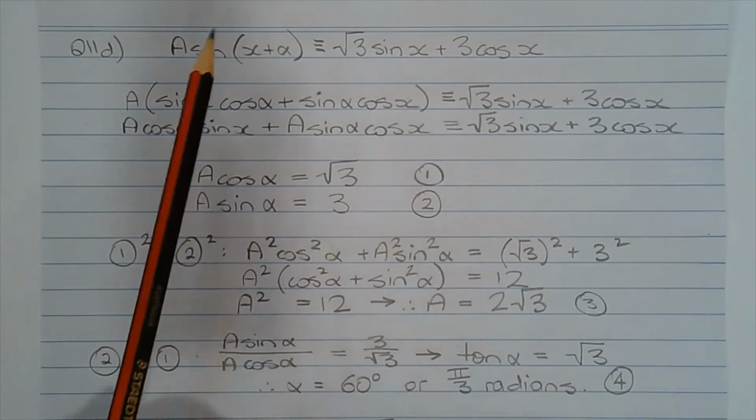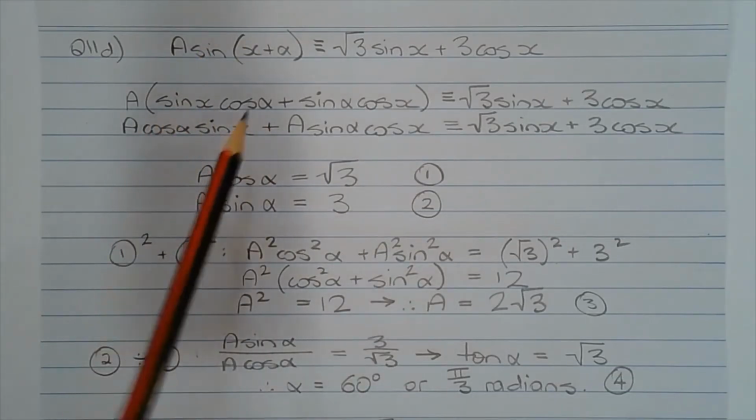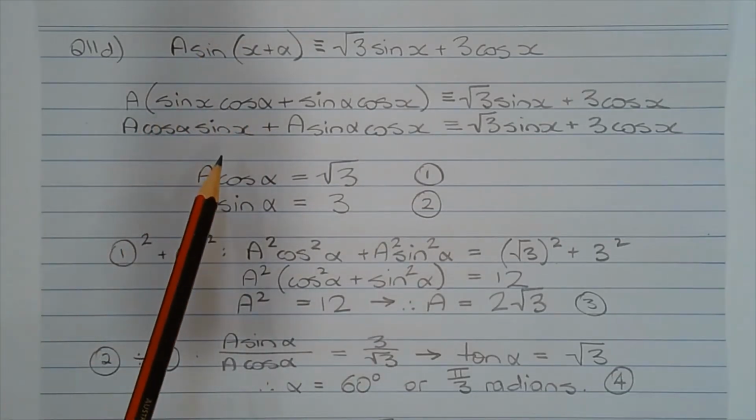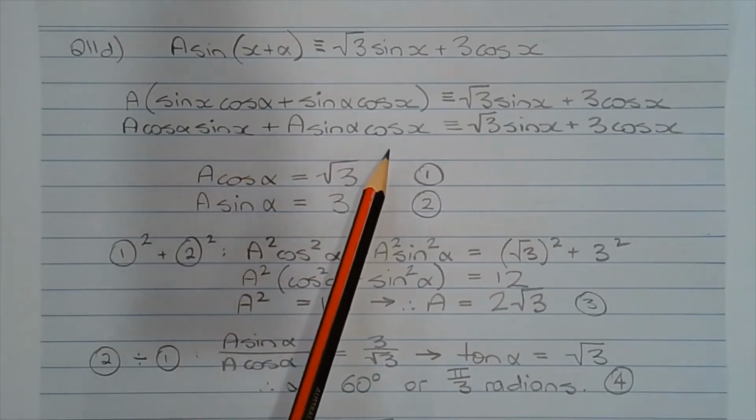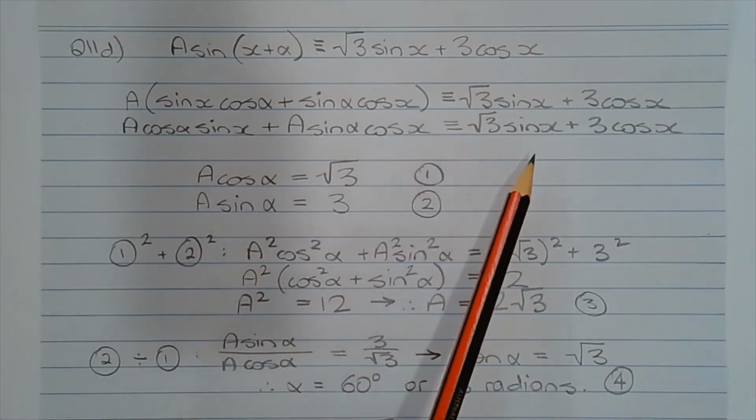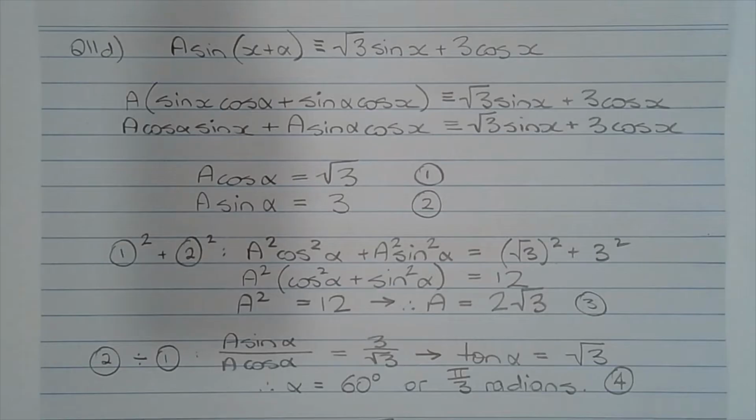Expanding the left-hand side further and switching the sine x and the cos alpha around, we have a cos alpha sine x plus a sine alpha cos x is identical to the square root of 3 sine x plus 3 cos x. So I just wanted the terms involving alpha to be written first.